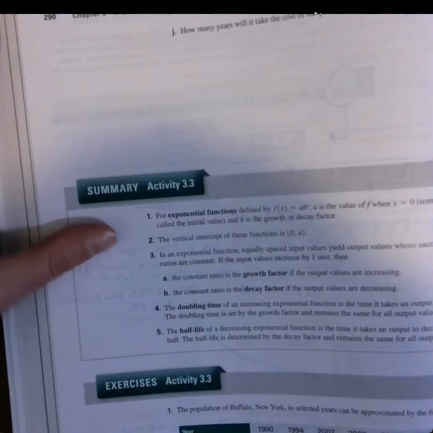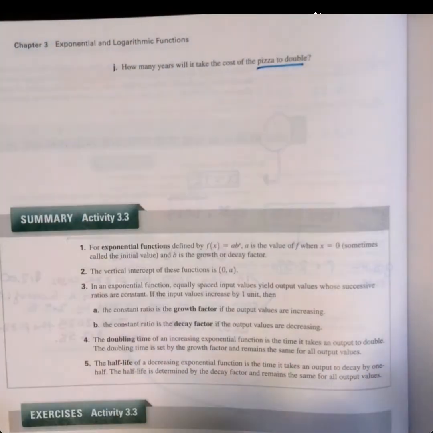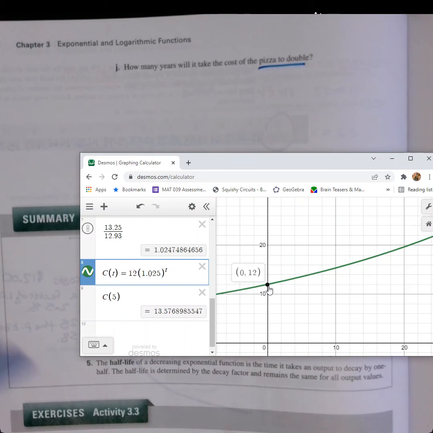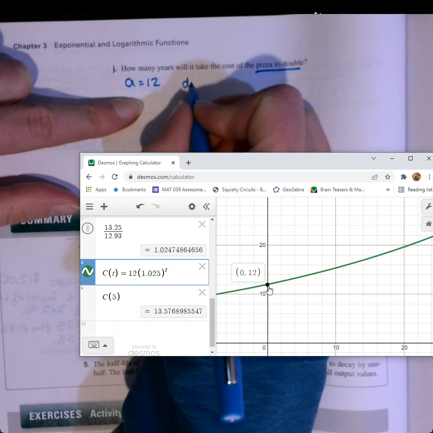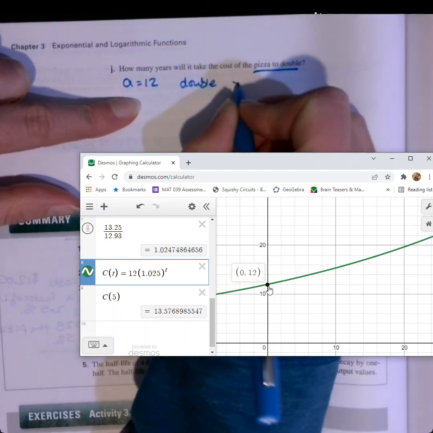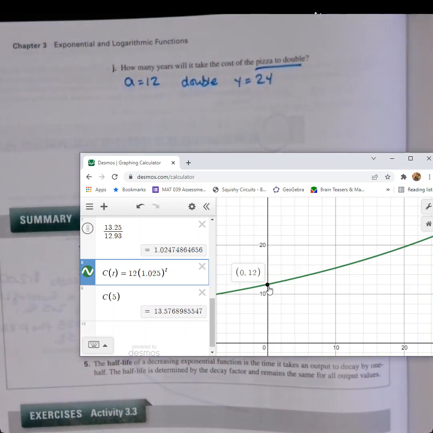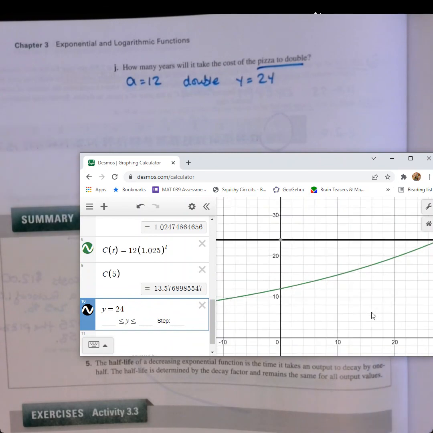Okay, almost done. The last little piece here. How many years will it take for the cost of the pizza to double? Okay, so we already saw that we want to double from the initial value. The initial value is what? It is 12. So I know that since A is 12, if we want to double, we want to find out when Y is 24, twice 12. That's going to be double the initial value. So when is the output, Y, twice the initial value? So 2 times 12 is 24. Let's find out.